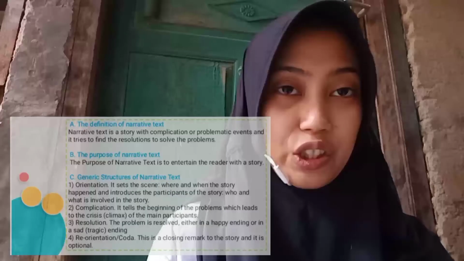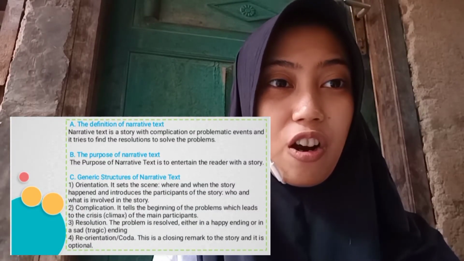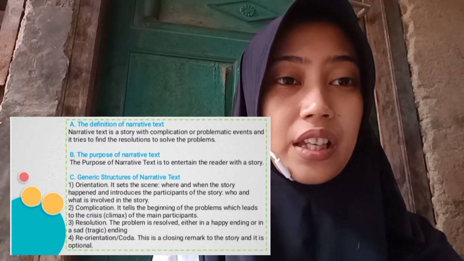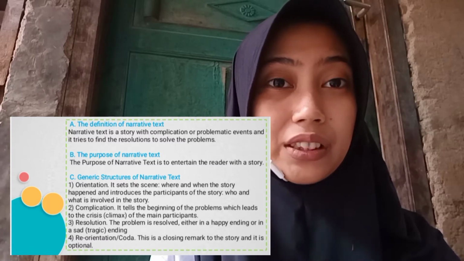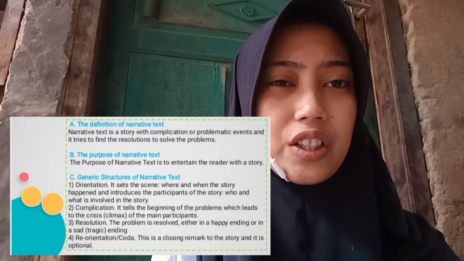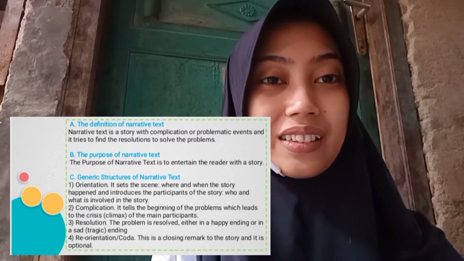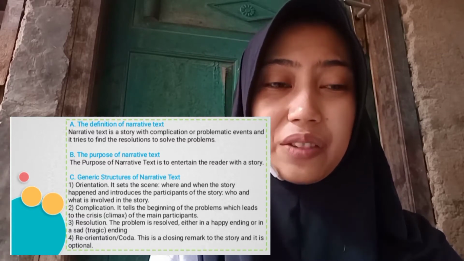Narrative text is a story in the past with a complication or problematic events that try to find resolutions to solve the problems. Examples of narrative text are Cinderella, Snow White, Malin Kundang, and Timun Mas. The purpose of narrative text is to entertain the reader with the story. I will show you an example of narrative text. The title is The Legend of Lake Toba.